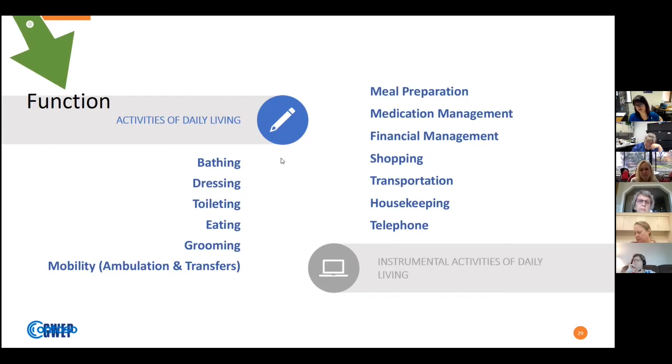And then those IADLs. So we learned that Nancy is still driving. Do you have concerns about that, Nancy? Yes, I do. I would not be driving if I didn't have to. Okay. And related to your vision? Yes.